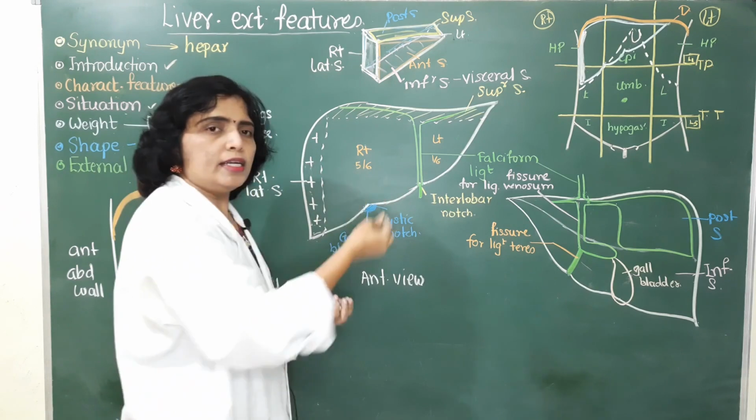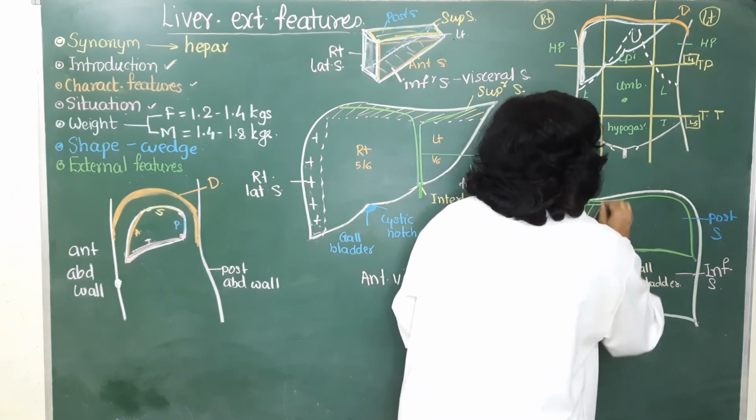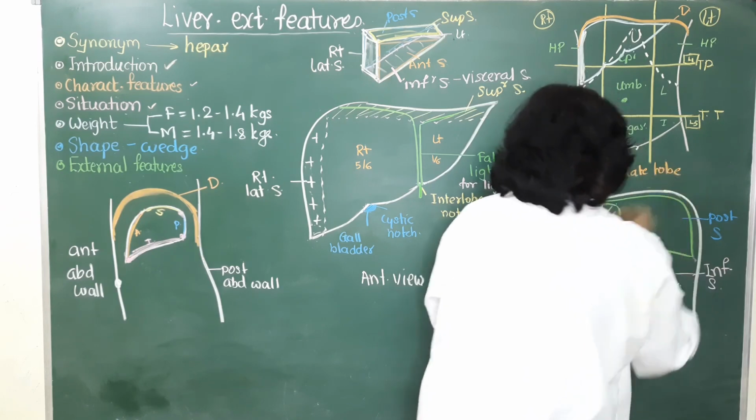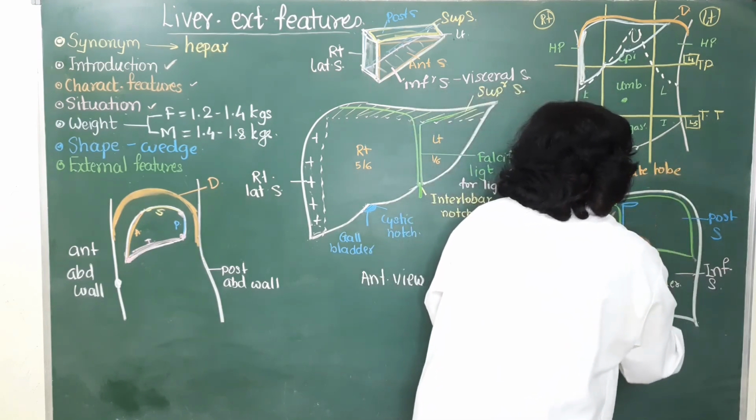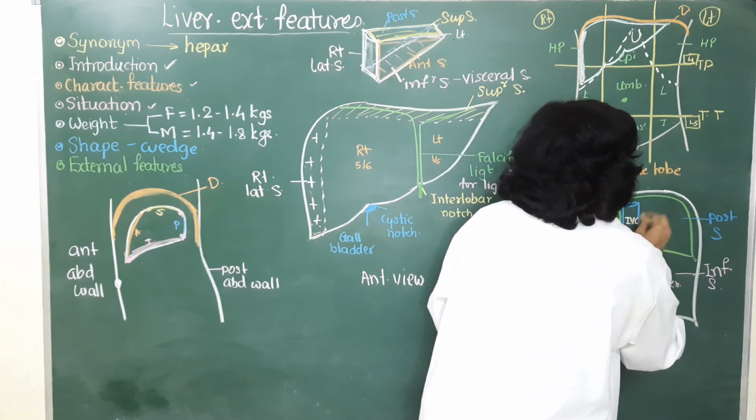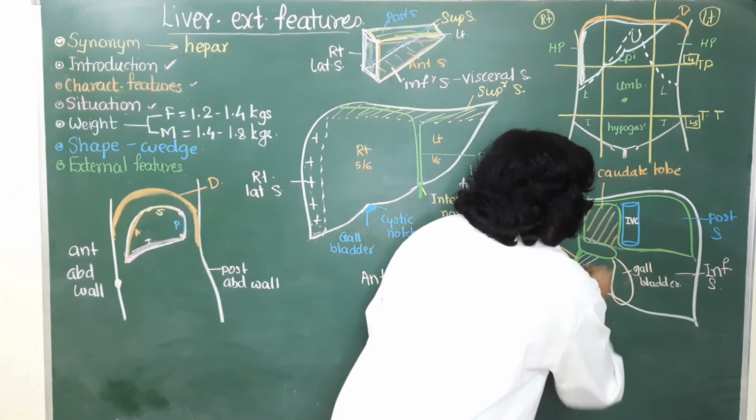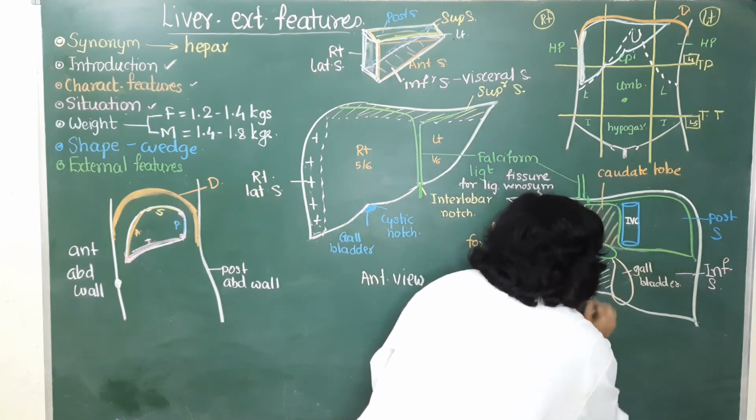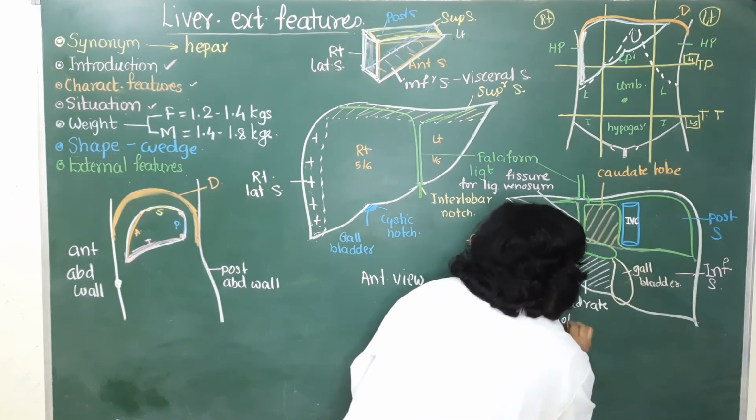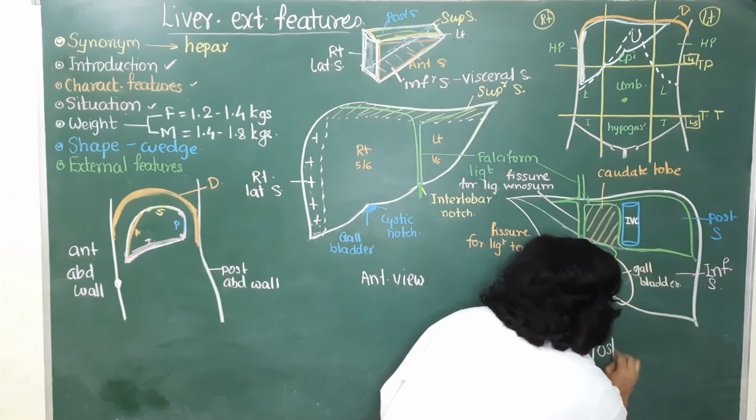Right lobe of the liver in addition shows 2 lobes. Here you get the caudate lobe of the liver, here is the groove for the inferior vena cava, and on the inferior surface you get the quadrate lobe of the liver. This is the quadrate lobe of the liver, and this is seen from the posterior view of the liver.